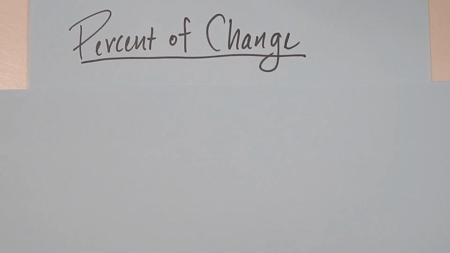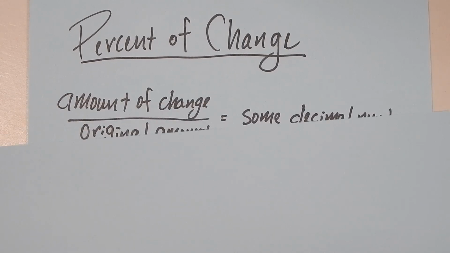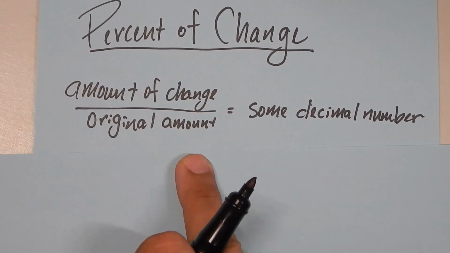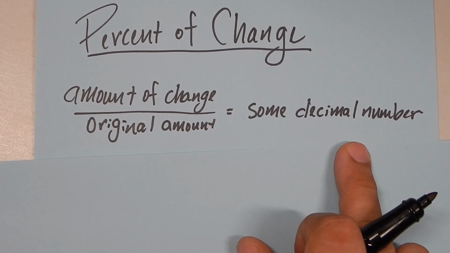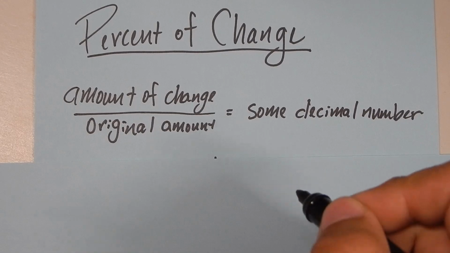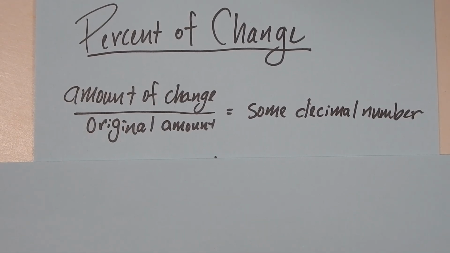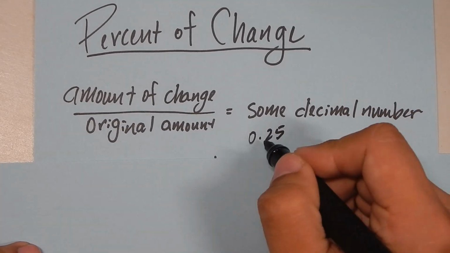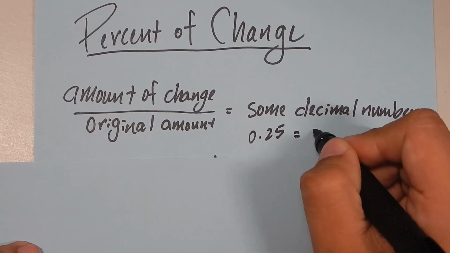But it's a very simple topic as long as you remember that percent of change is basically just the amount of change divided by the original amount. And when you do that operation, you're going to get some decimal number. Now, when you have a decimal and you need to change it to a percent, all that is moving the decimal point two spaces to the right. So if I have, for instance, 0.25, we could say, okay, that is equal to 25%.